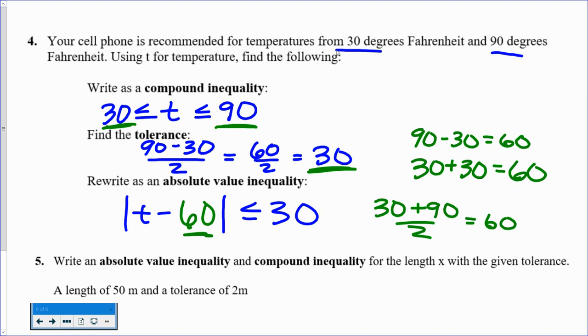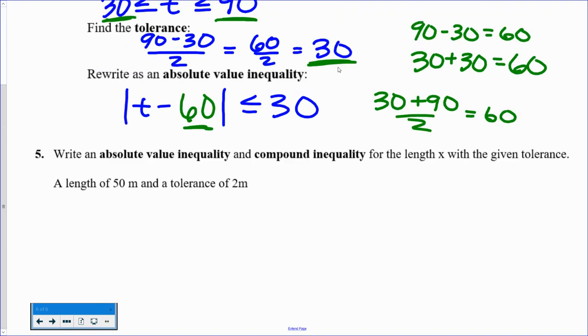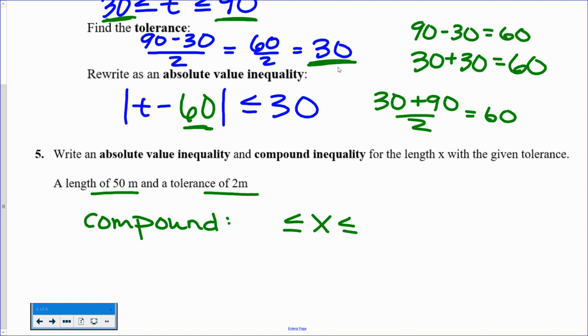All right, last example here. This one just says write an absolute value inequality and a compound inequality for the length x with the given tolerance. So we have a length of 50, and the tolerance is 2. If I write the compound inequality, my length could be off by 2 meters from the 50 meters. So if I take 2 meters away, 48 is the smallest it could be. If I add 2 meters on, 52 is the highest it could be.